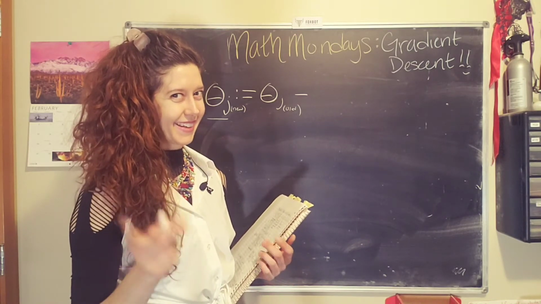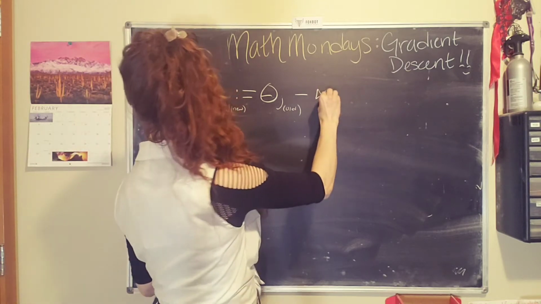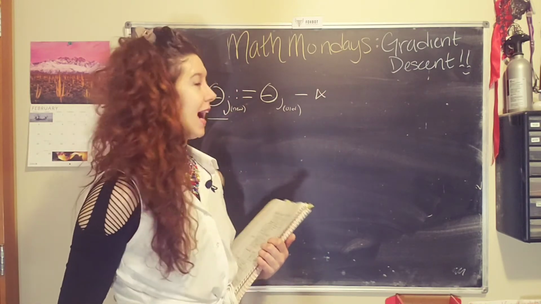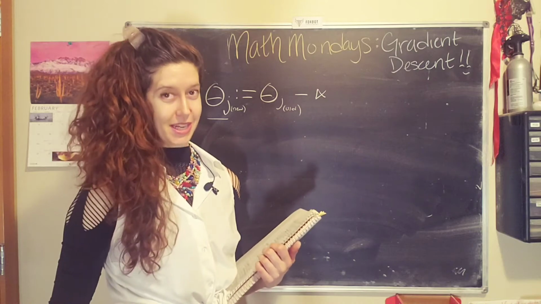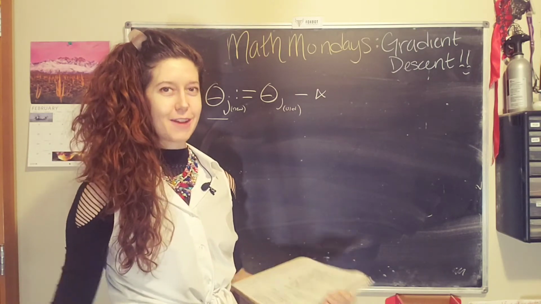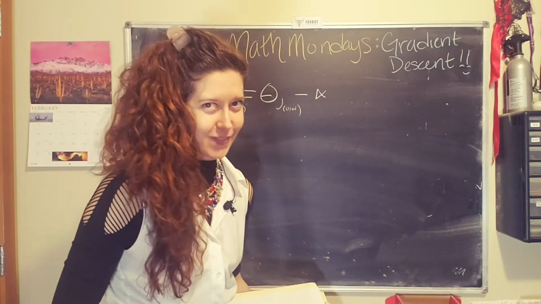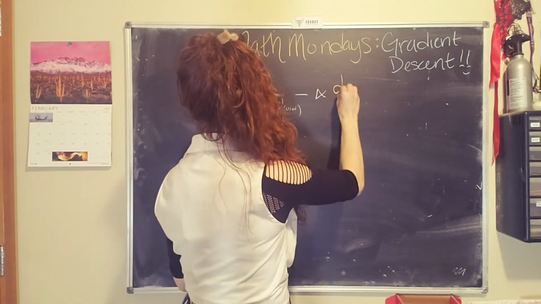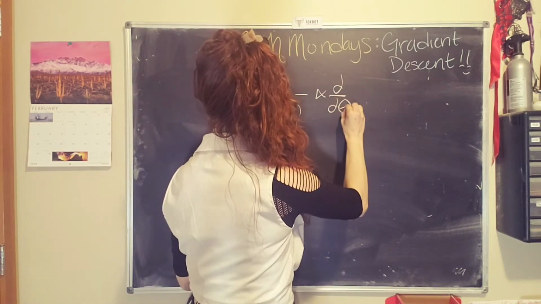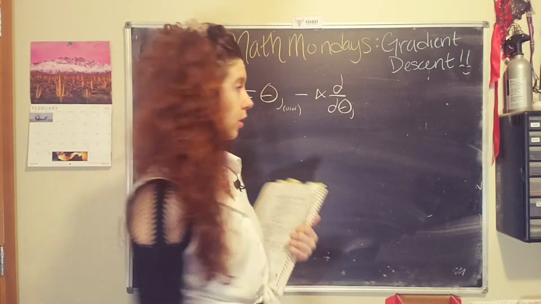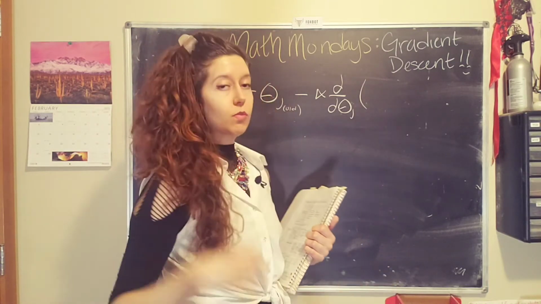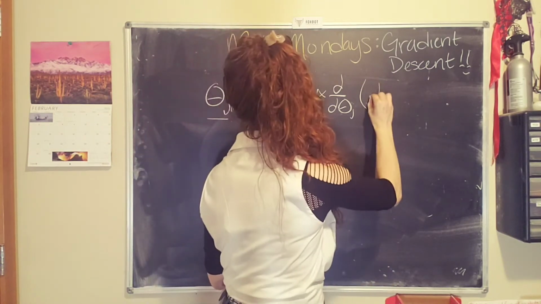What are you thinking? What can we use? Well, first we're going to have a constant, and then we're going to multiply that constant by the derivative. Yes, derivatives. So useful. In this case, we're going to take a partial derivative with respect to that parameter, and we're going to take the partial derivative of the cost function.